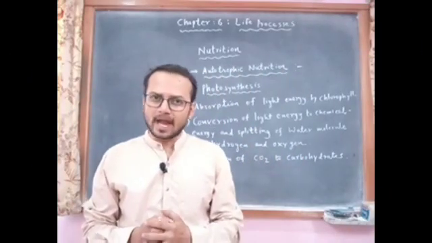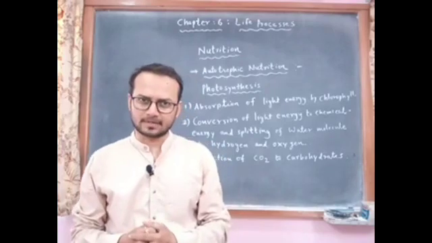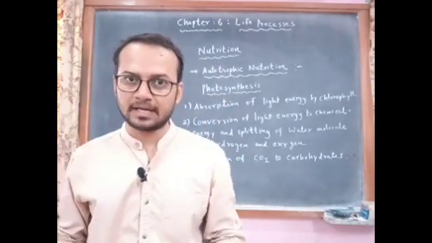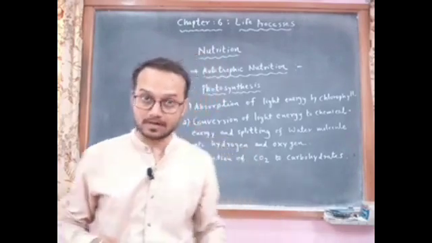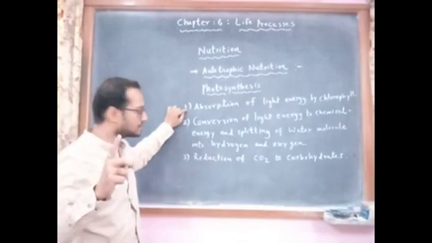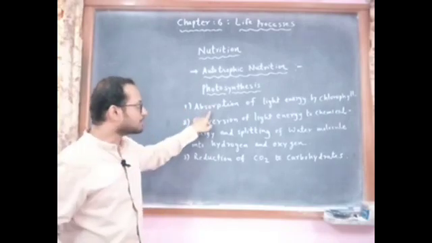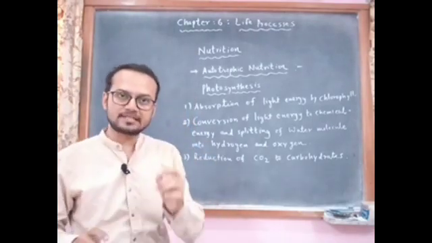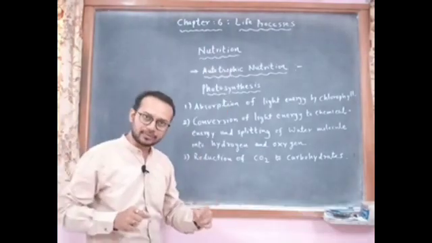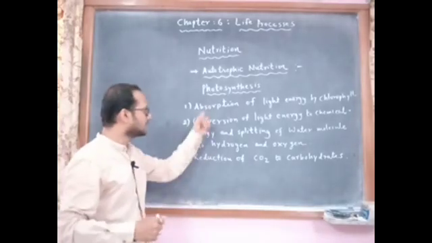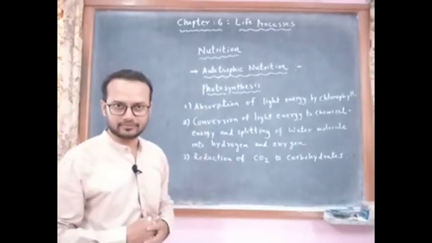Let's now understand what actually happens during the process of photosynthesis. Photosynthesis is a process which is divided into 3 steps. Let's understand what these 3 steps are. Number 1, the first step is absorption of light energy by chlorophyll. Chlorophyll is the substance which is present in the leaf, and this chlorophyll has the ability to absorb energy from light. So the first step is absorption of light energy by chlorophyll.